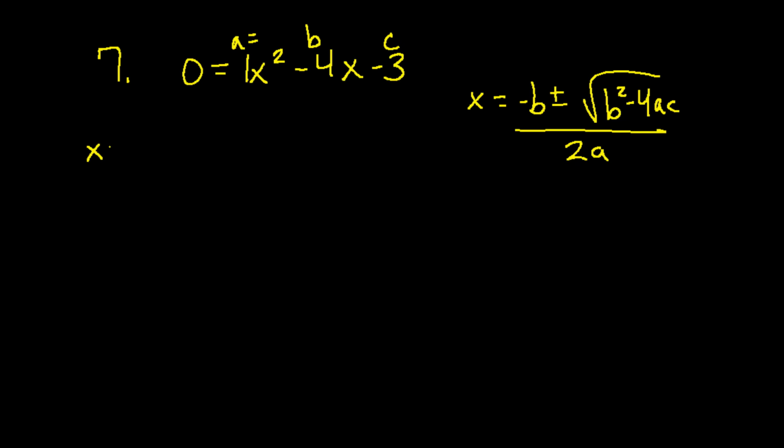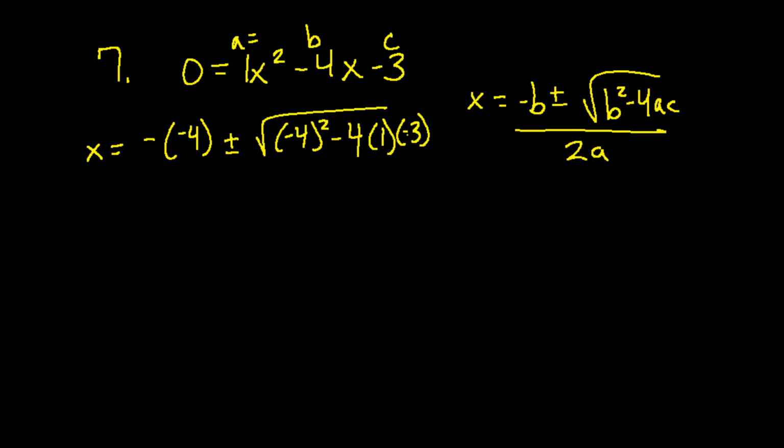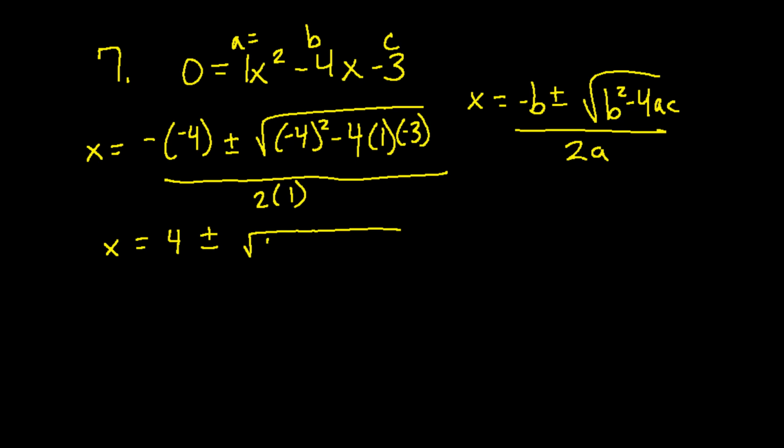So x equals negative B would be negative of negative 4 plus or minus the square root of negative 4 squared minus 4 times A times C, which is negative 3, all over 2 times A. So x equals positive 4 plus or minus the square root of 16. And now we're multiplying negative 4 times 1 times negative 3, which should be positive 12, all over 2. This simplifies further to be square root of 28.